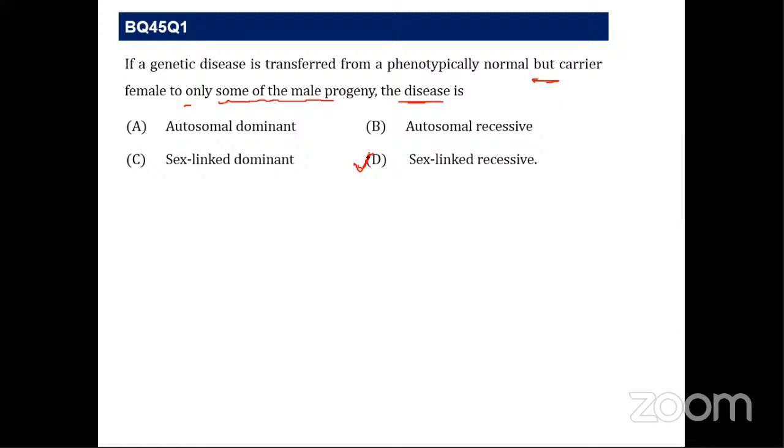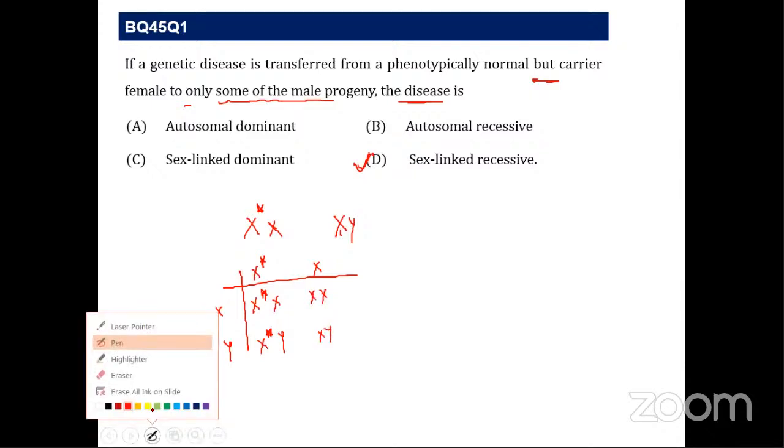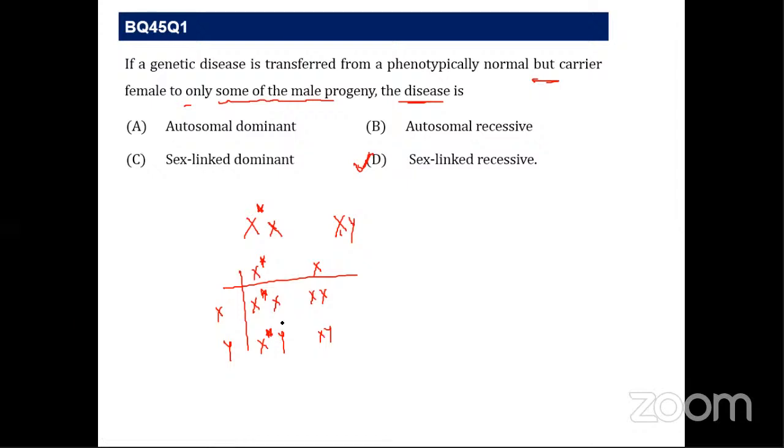Sex-linked recessive is going to be the answer. Sex-linked dominant cannot be the answer because it is saying a carrier female. So if let's say there is some X-linked disease, this female is going to be the carrier and this female marries a normal male. So in this case, what is going to happen? See here, what are we getting in this case? We are getting a male progeny which is diseased.